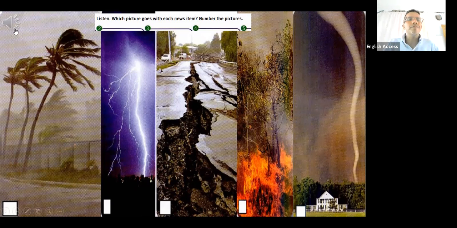All right, one more time. Page 120. Lesson B. Natural disasters. 1. Building vocabulary and grammar. A. Listen. Which picture goes with each news item?